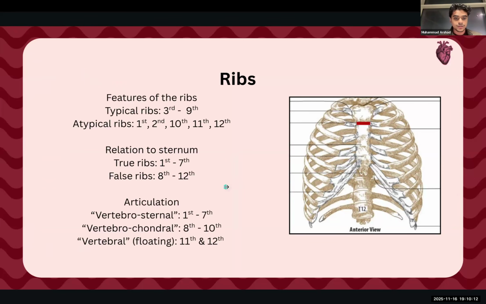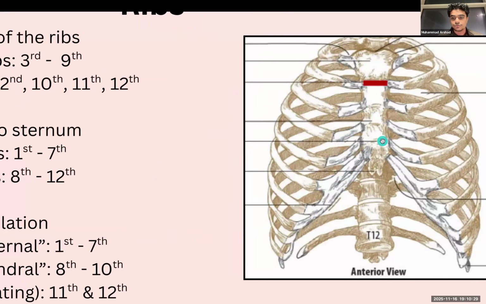So the vertebrosternal, aka the 1st through 7th ribs, are the true ribs. They're going to be attaching directly to the sternum, and they also go back and attach to the vertebrae, okay? That's why they're called vertebrosternal. Then you have the vertebrochondral, which are the 8th through the 10th, okay? What these do is that they articulate with the vertebrae, but they don't articulate directly with the sternum, right? Instead, they're going to be articulating with the costal cartilage of the rib above them.